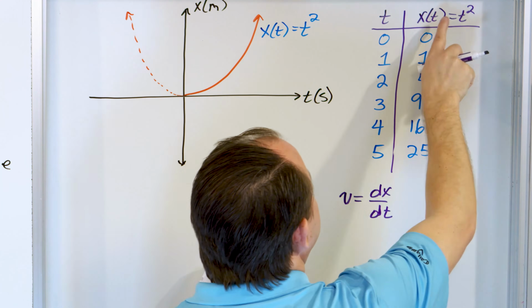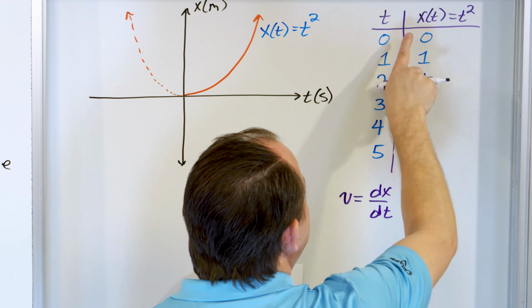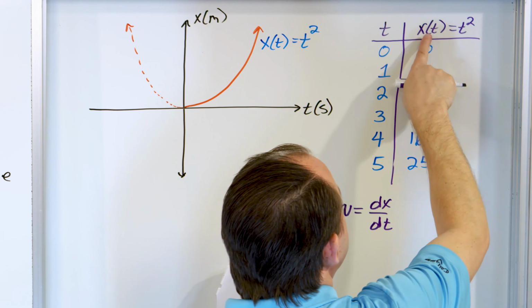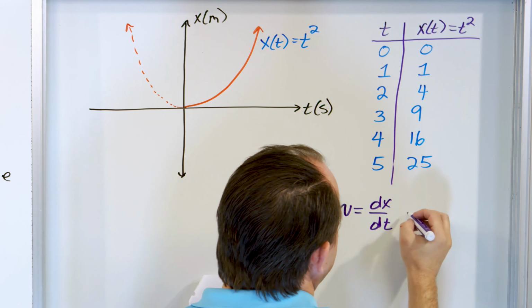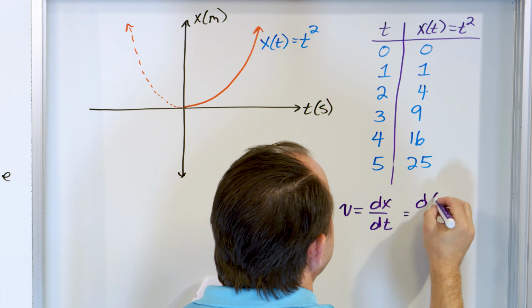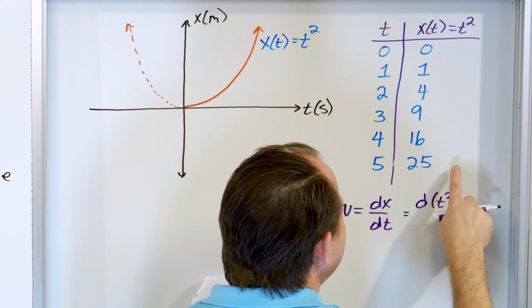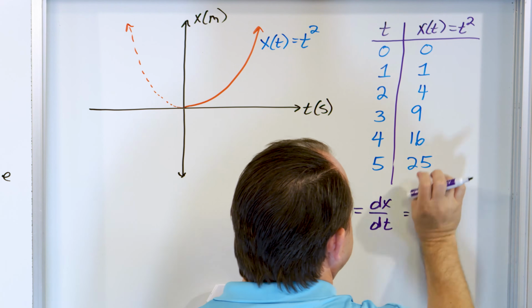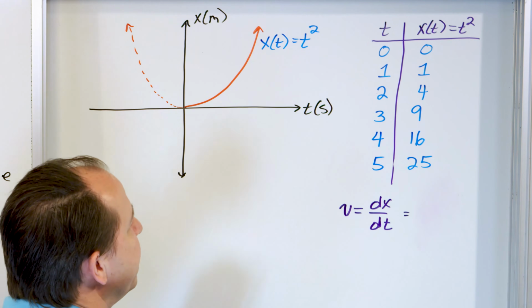But x is equal to t squared, right? So we take the derivative of this function, t squared. You could plug it in, but that's too complicated. Let's just erase this. That's kind of silly. We know how to take derivatives of polynomials in calculus.